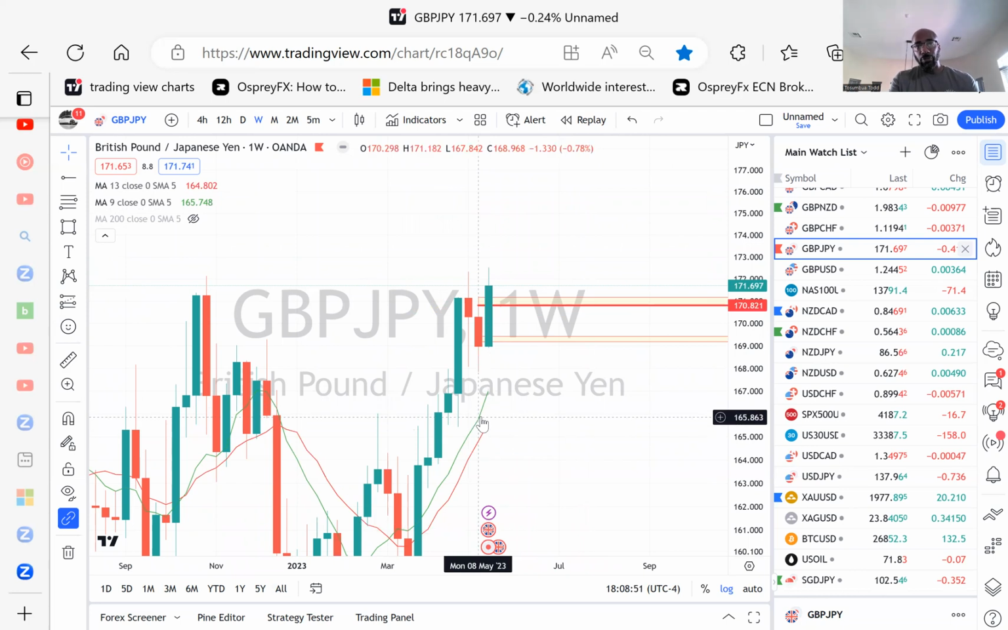This is moving average. I have two moving averages on the chart, a 9 period and a 13 period. And I have them color coded. The shorter period is always going to be green. The longer period moving average is always going to be red. Okay.